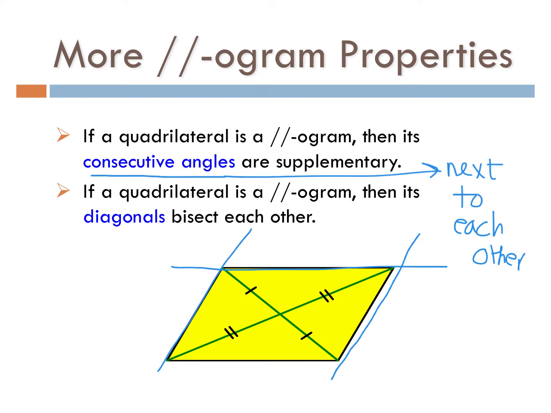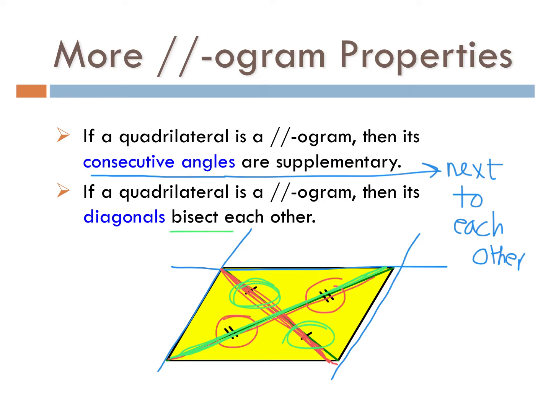Okay, the next one says, if a quadrilateral is a parallelogram, then its diagonals bisect each other. So what that means, the diagonals go across, they connect the vertices across from each other. This diagonal right here came in and bisected, meaning split into two equal pieces, that diagonal. And then this diagonal did the same thing. It came in and split this one into two equal pieces. So the diagonals split each other in half.